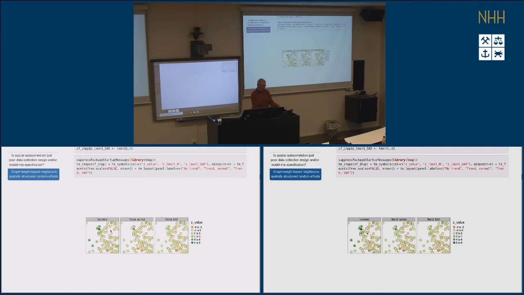So quite a lot of the map has contributions to global Moran's I which are not very large, but some of them are large and positive, and some of them are large and negative. So you've got one or two which are large and negative.